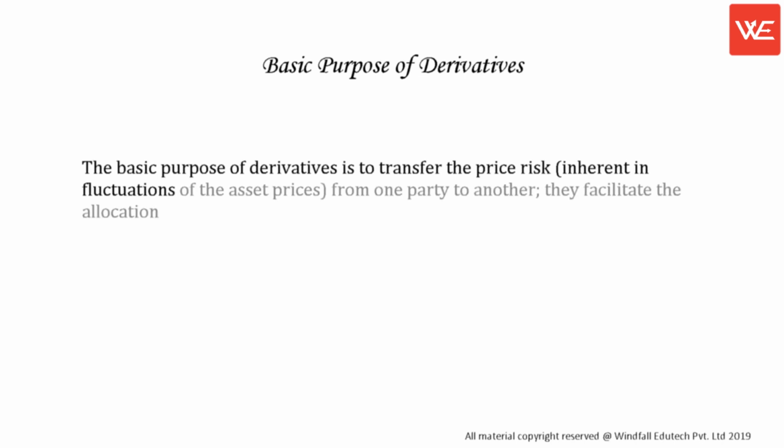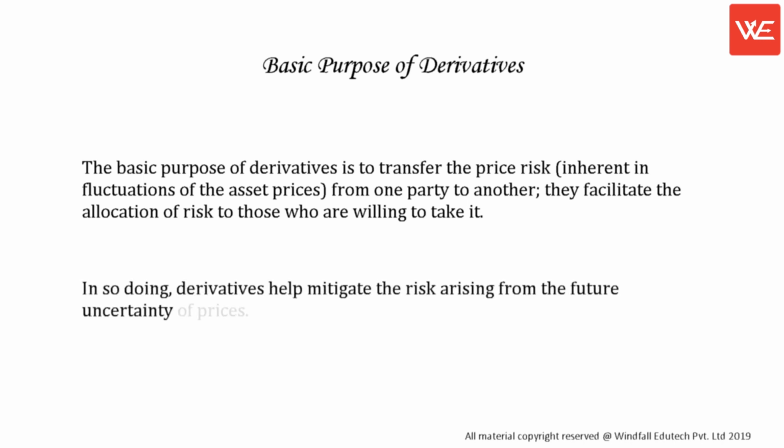Basic purpose of derivatives. The basic purpose of derivatives is to transfer the price risk inherent in fluctuations of the asset prices from one party to another. They facilitate the allocation of risk to those who are willing to take it. In so doing, derivatives help mitigate the risk arising from the future uncertainty of prices.